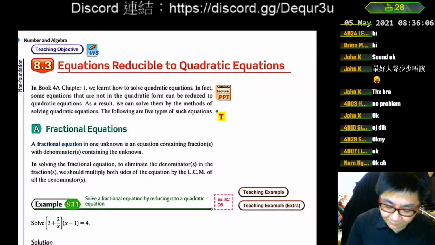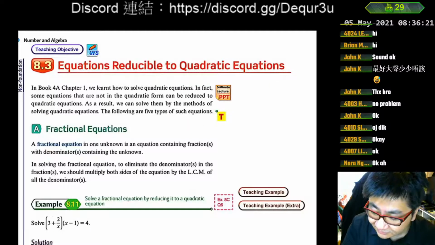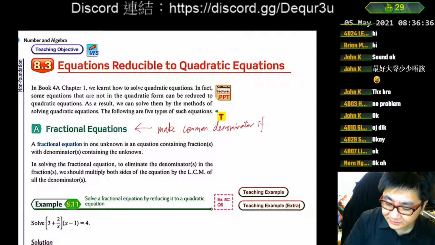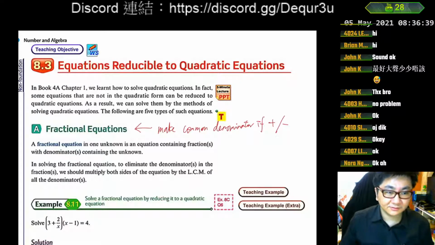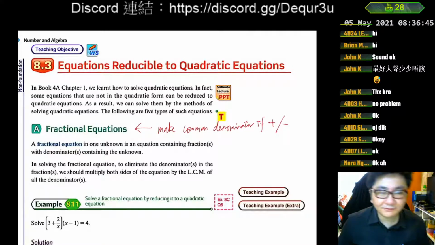And very, very often, whenever it is about fractions, we always try to make a common denominator. Maybe I should make this thicker, it seems difficult to see on the screen. So when it is a fraction equation, we always try to make a common denominator if it is plus or minus. If we do fraction addition or subtraction, we usually find a common denominator.